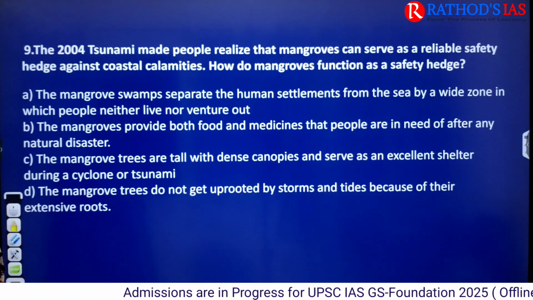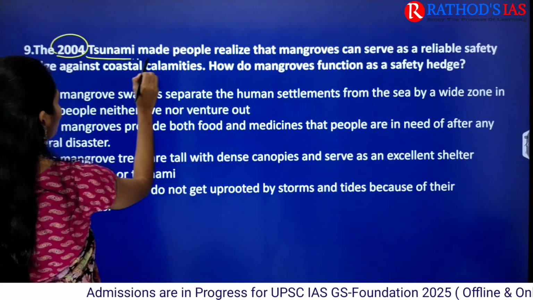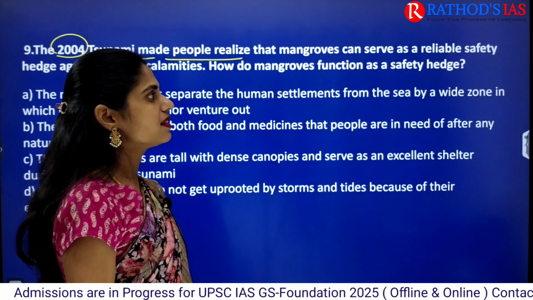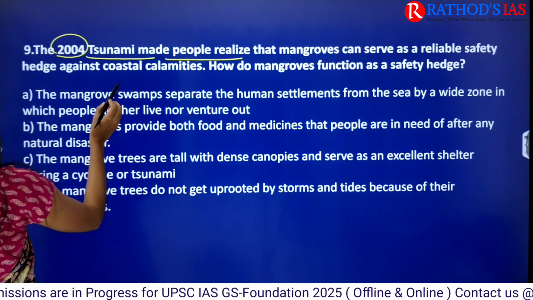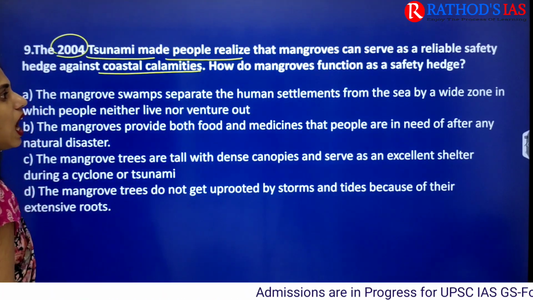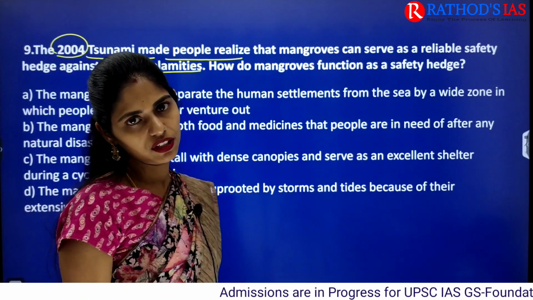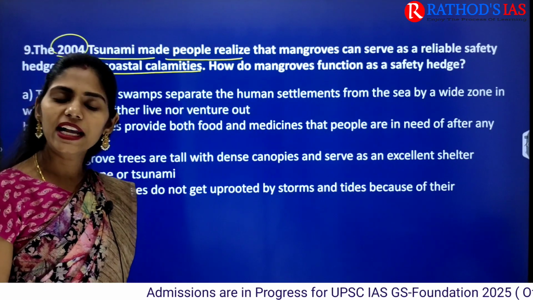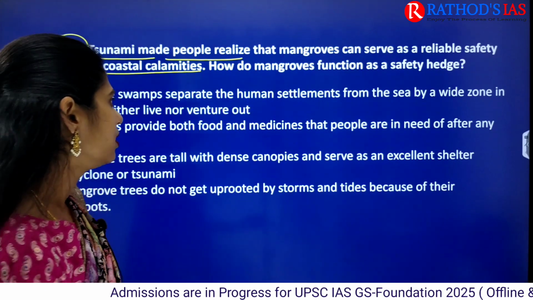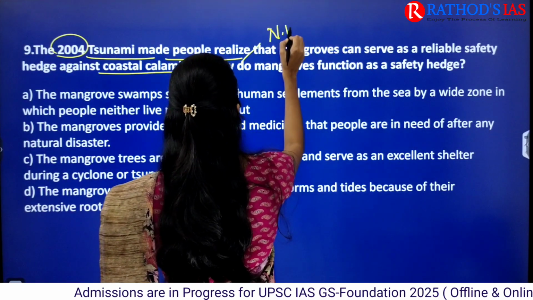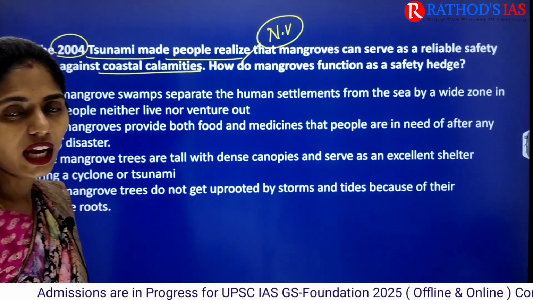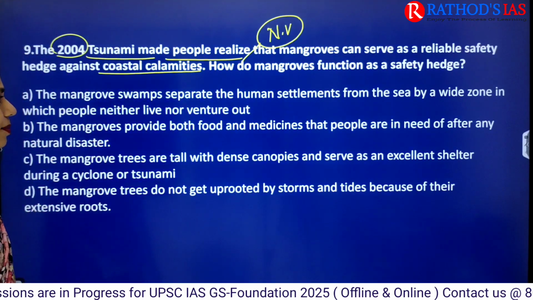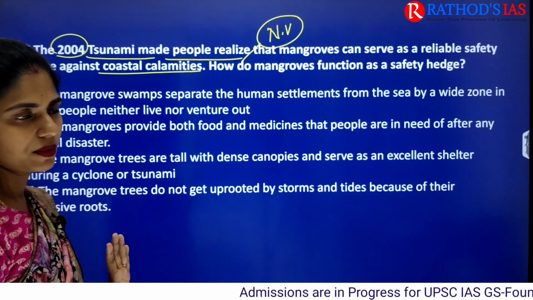And next question is, the 2004 tsunami made people realize that mangroves can serve as a reliable safety hedge against coastal calamities. How do mangroves function as a safety hedge? So orchids and mangroves, again they are from the natural vegetation topic itself. Okay. So this is from natural vegetation and these are repeated themes. I hope you are understanding which are the repeated themes of geography. So let us see the options and I will be analyzing each and every option.